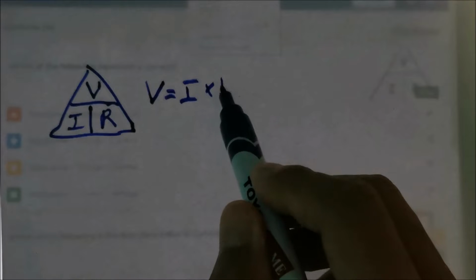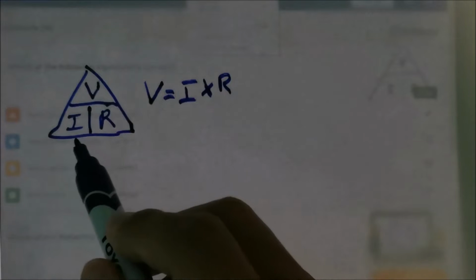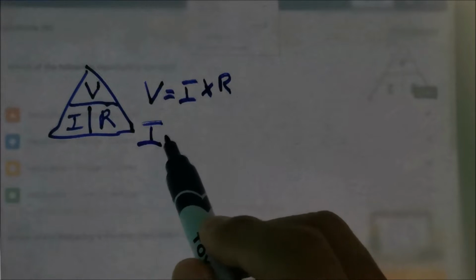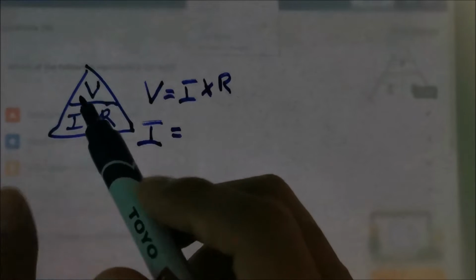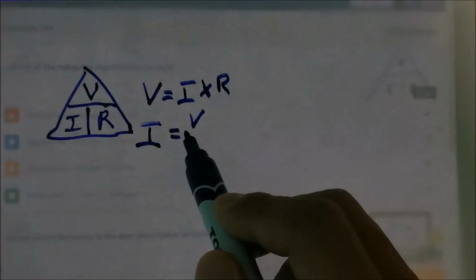You wrote V, right? Below it you have I and R, so I times R. So voltage equals current multiplied by resistance. Now, if you want the formula for I, you write I equals, and what is left is V over R. Do you see? V over R. So current equals voltage over resistance.